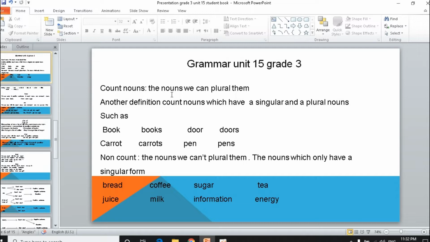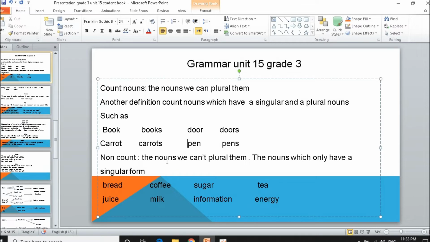Count nouns are the nouns we can make plural. Another definition of count nouns: they have a singular and a plural form, such as book, books, door, doors, carrot, carrots, pen, pens. Okay?